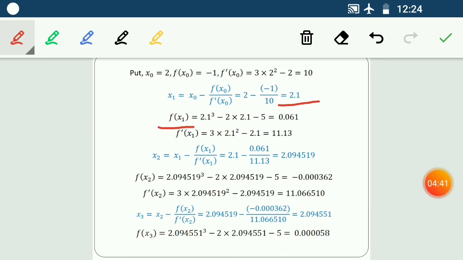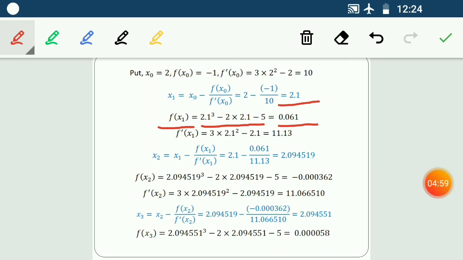Okay, so let's have a look whether it is going towards the root or not. So f of x1, 2x cube minus 2x minus 5, replace the value of x with 2.1, so the value is 0.061. Okay, it is very important to cross check whether you are going for the correct solution or not. And how will we check it?